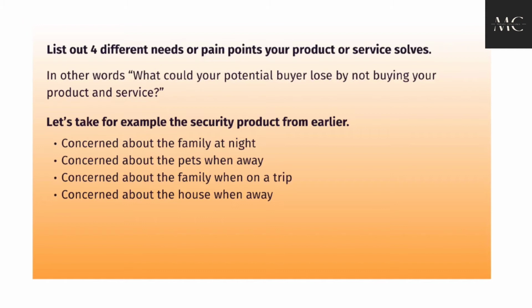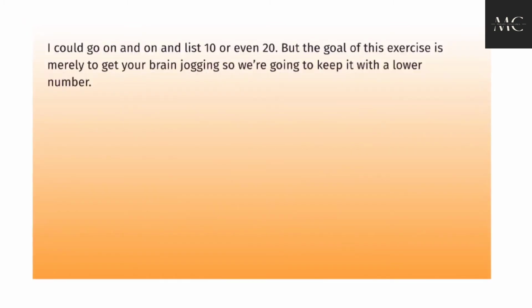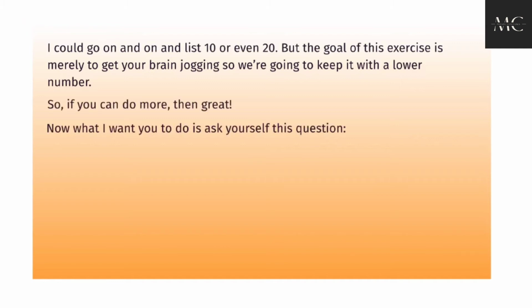Now, some people won't have pets, some people won't have children. So that's why we try to cover as much as possible. Bear in mind that these 4 are merely scratching the surface. I could go on and list 10 or even 20 if we wanted to. And I advise you, if you can list more, then great. But the goal of this exercise is to merely get your brain jogging, so we're going to keep it with a lower number. But if you can do more, great, do more. Now, what I want you to ask yourself is this question.